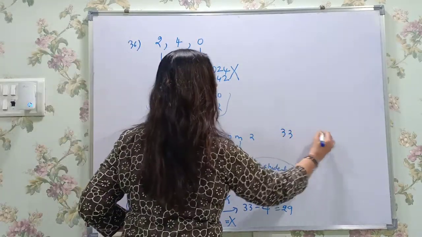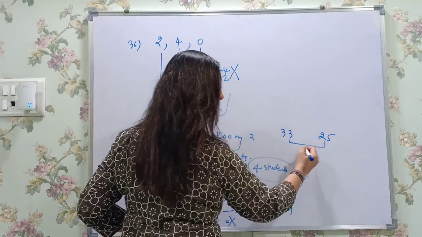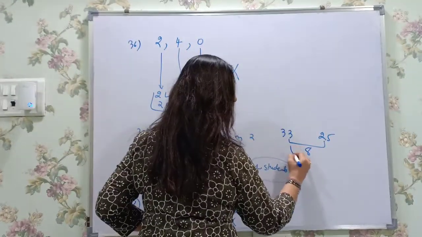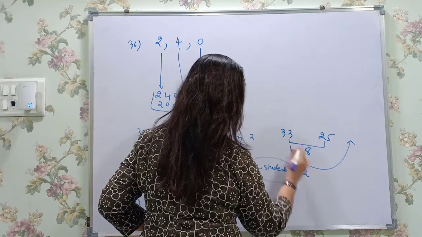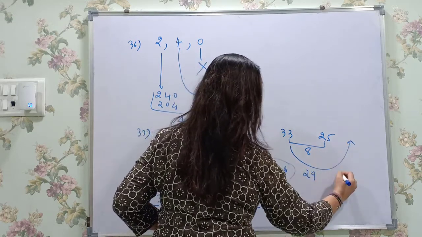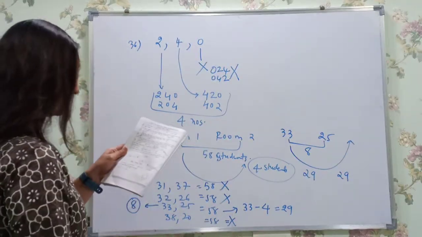So 33 and 25 are there. Now what is the difference in this? 33 minus 25 is 8. Right? Now 4 kids went from here to there. Okay? So here 4 kids minus, that is 29 here, and 4 kids came here, so here also it became 29. So total became same. Understood?